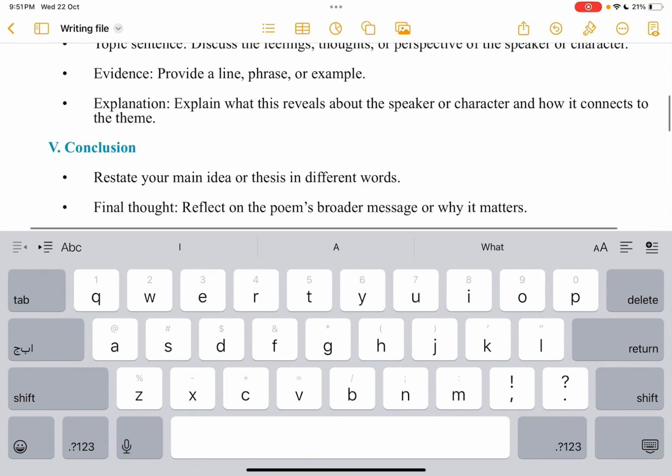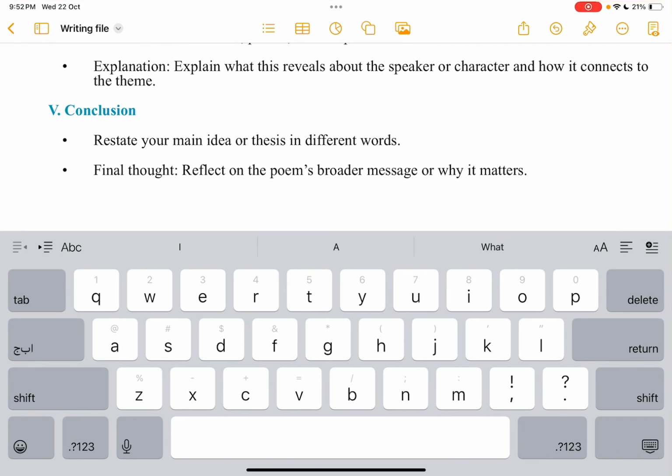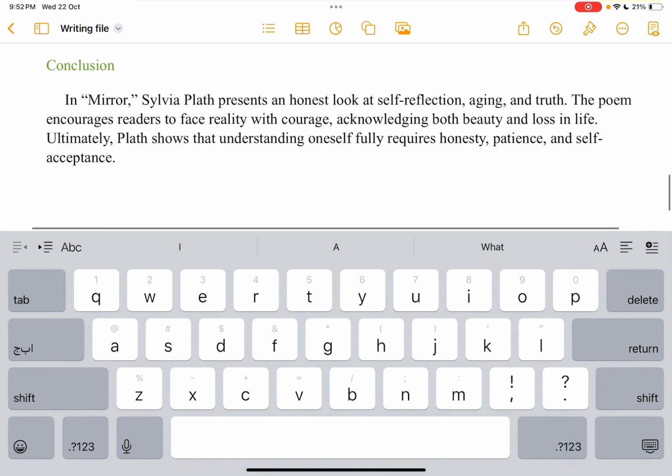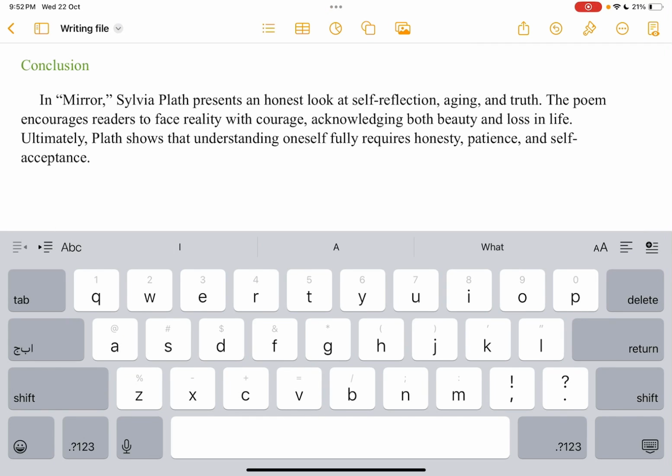Again, for the conclusion, what does the outline say? Restate your main idea or the thesis statement and add your final thought. Reflect on the poem's broader message and why it matters. So what I wrote here for the conclusion is that in Mirror, Sylvia Plath presents an honest look at self-reflection, aging, and truth. The poem encourages readers to what? To cry? No. To face reality with courage, acknowledge both beauty and loss in life, and ultimately, Plath shows that understanding oneself fully requires honesty, patience, and self-acceptance.